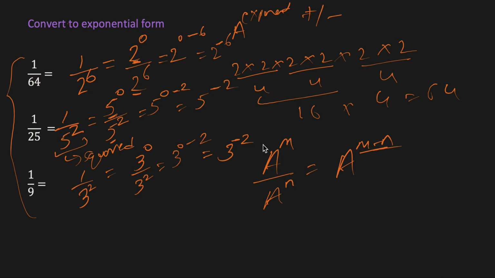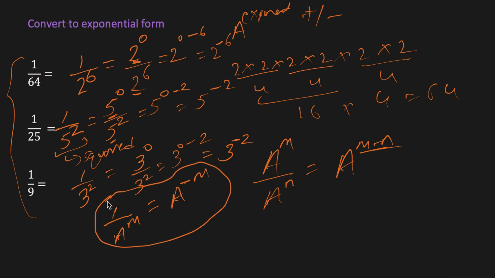Awesome. If you don't want to write this over and over again, the simpler way is, if we have 1 over a to the power of m, we can just write this as a to the power of minus m. So this is the generalized form of a fraction converting to an exponential form.